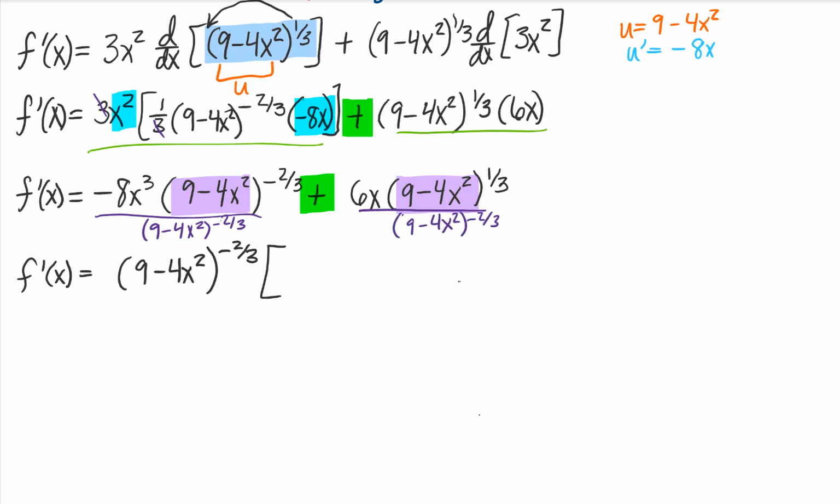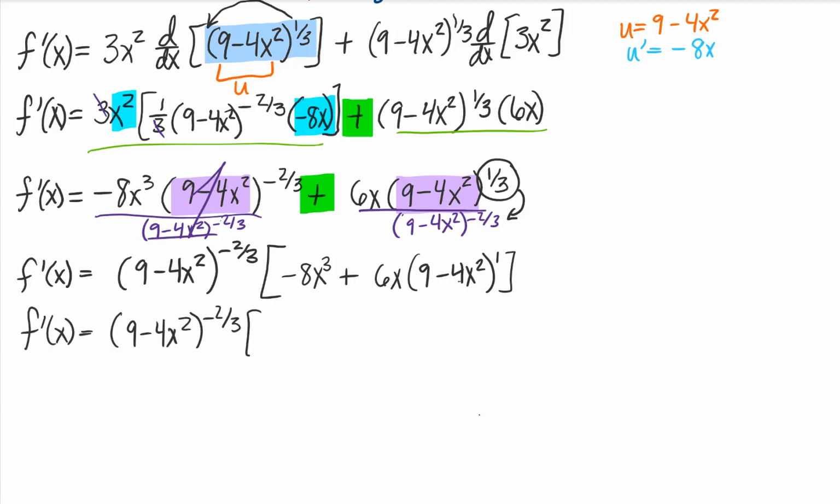When we do that, here we get a special form of the number 1. So the first product divided by our GCF is negative 8x cubed times 1. Plus, our second product, when we divide it by our GCF, is 6x times, because each of our exponents has the same base, our property of exponents is that you can just subtract those. So it would be 9 minus 4x squared to the 1/3 minus negative 2/3. That's 1/3 plus 2/3. That's 3/3, which is just to the power of 1.